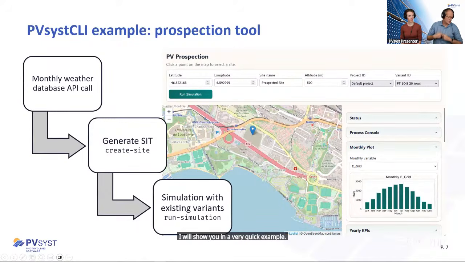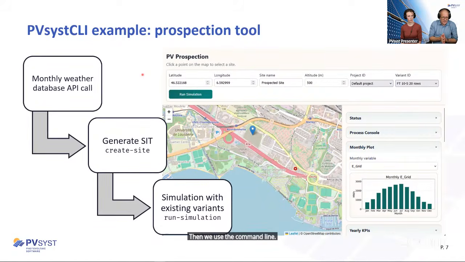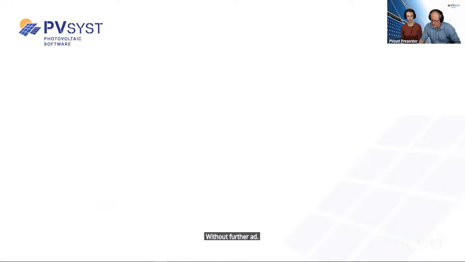What you can do with that, we just put together very, very fast a way to do prospecting with PVsyst command line interface. The idea is that you have an application where you can choose a location, and you have an API call to retrieve weather data. In our case, in our example, it will be the PVGIS database. Then we use the command line interface of PVsyst CLI to create a site from that. And once we have the site, we use CLI to run a simulation of standard PV systems on that and look at the results. So without further ado, I will show you this example.